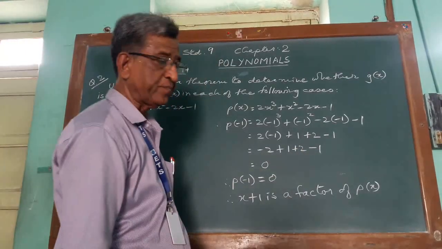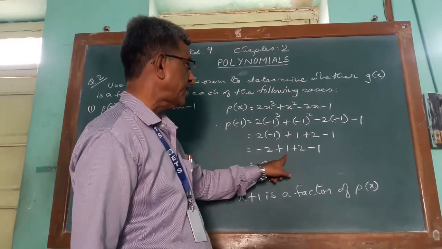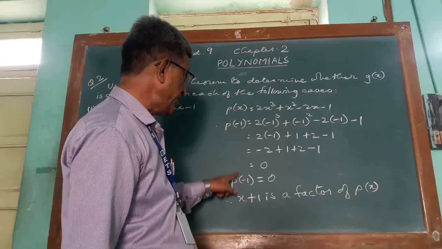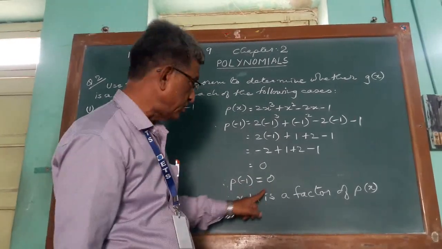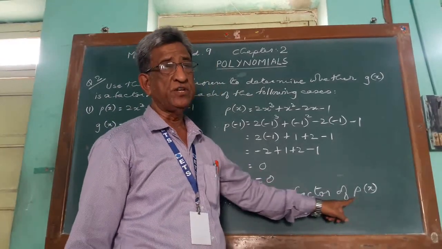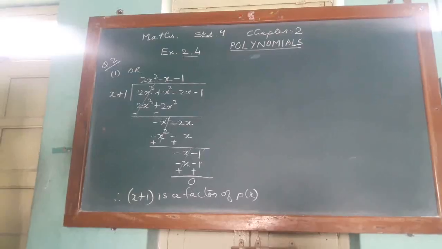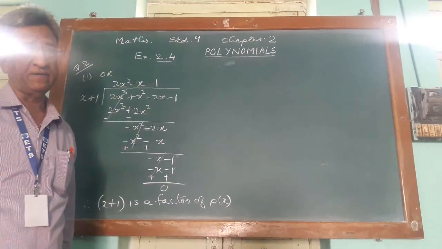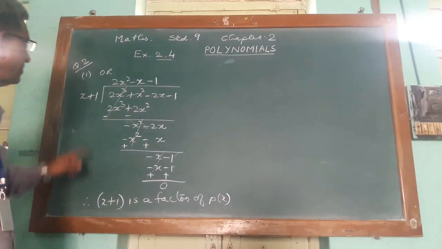Now simplify. So 2 and minus 2 will cancel. Plus 1 and minus 1 will cancel. You will get 0. So here p of minus 1 is 0. If you get remainder 0, then x plus 1 is a factor of p(x). So here g(x) is a factor of p(x). The same sum can also be done in another way. So I will also show the second method of the same sum.